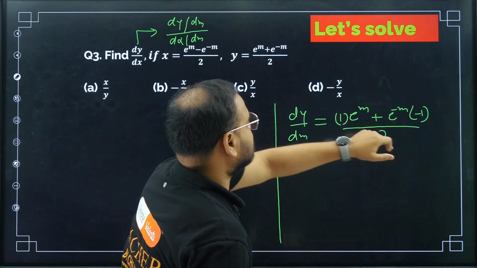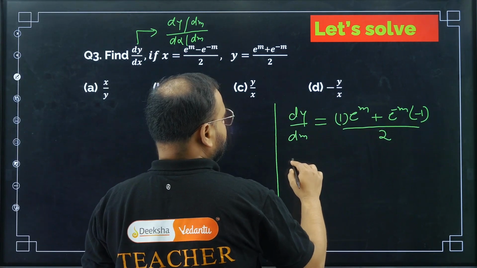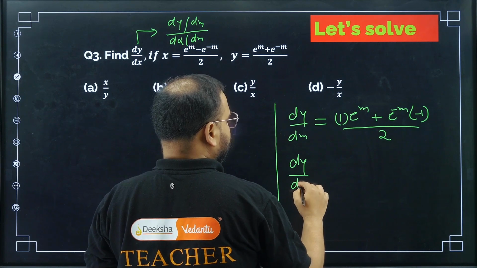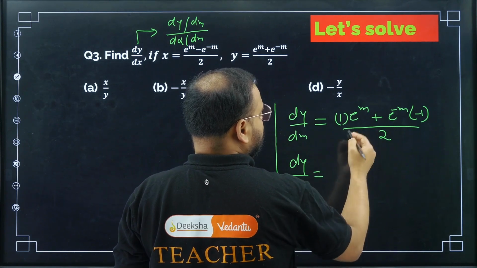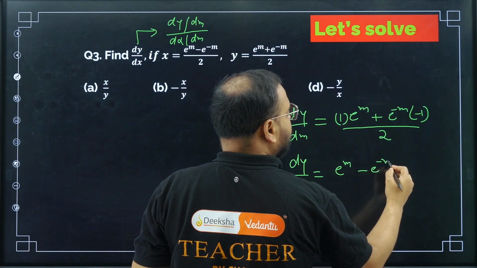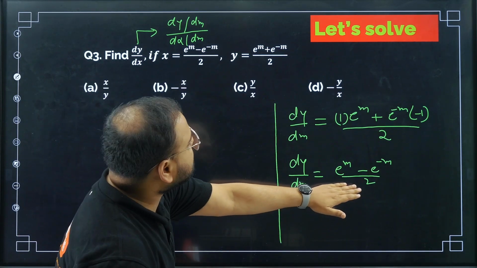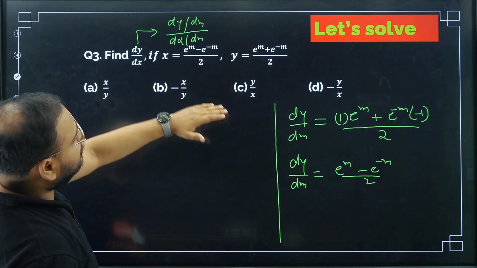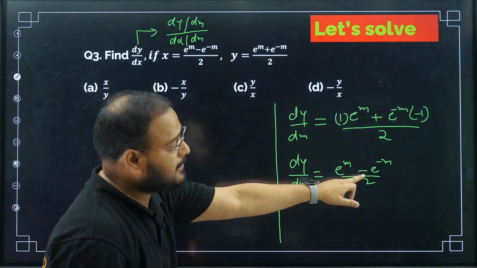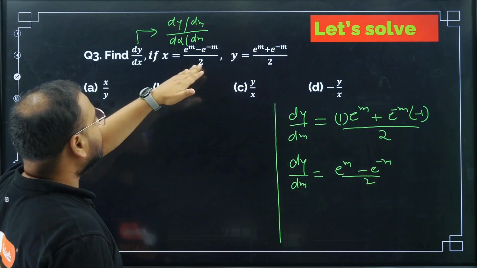I'll just simplify this minus sign, okay? So this will be written as dy by dm equals e power m, and the minus sign will come here, minus e power minus m upon 2. Yes or no? And how much is this? Please check. Isn't that the x value? e power m minus e power minus m upon 2 is the x value.